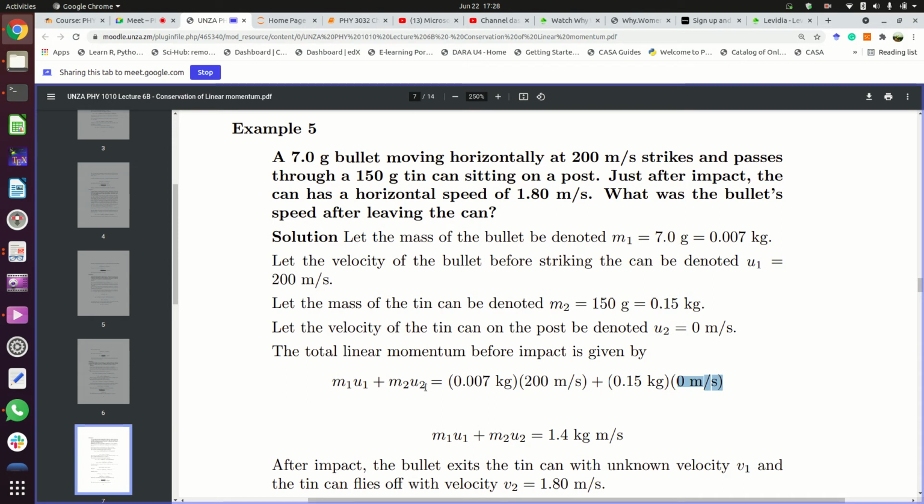So when we work out whatever this is, this gives us the total amount of motion which is there before the bullet hits the can. And we end up having this as 1.4 kg meters per second. So this is how much motion is there. All the motion is as a result of a bullet which is moving at high speed, yes, but it's very small. That's why the motion looks very small here.